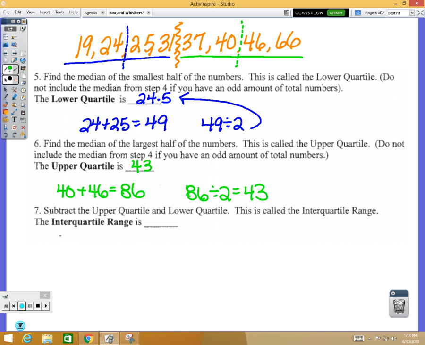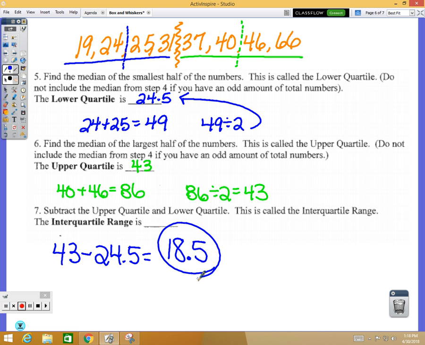All right, and then our last step before we make our number line is finding the interquartile range. So that is subtracting your upper quartile minus your lower quartile. So 43 minus 24.5. You'll definitely want to use your calculator for this, and you get what? 18.5 is my interquartile range. Okay, now I'm ready to put all of this information on my number line.